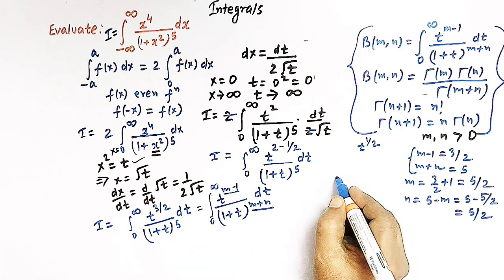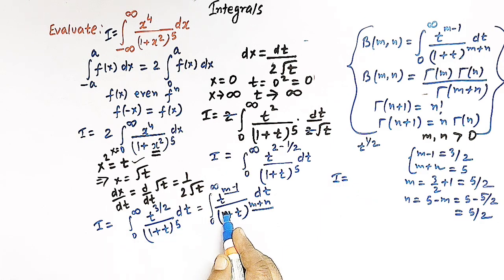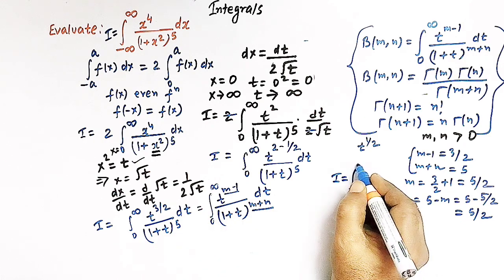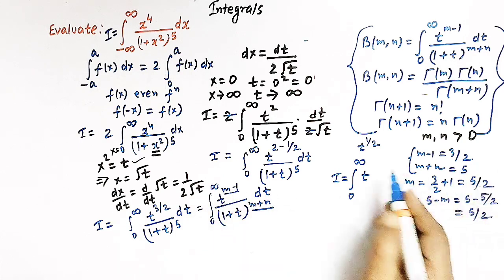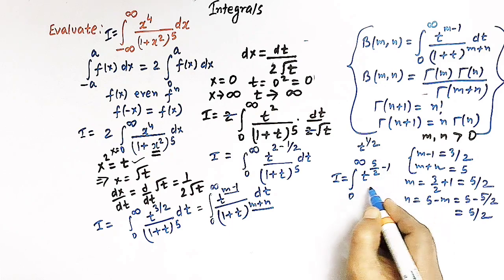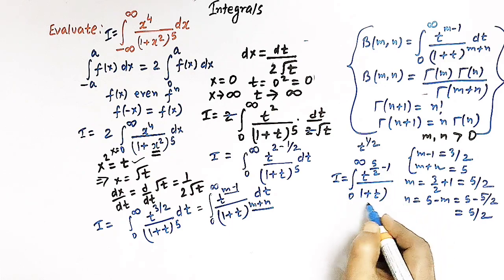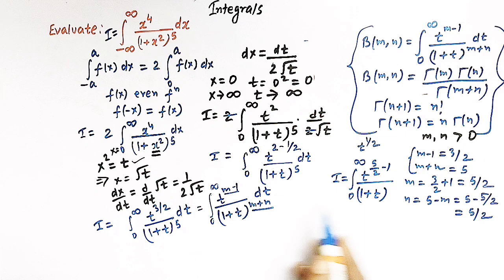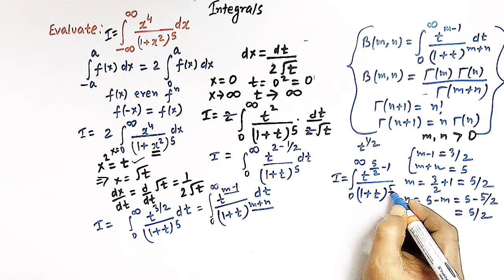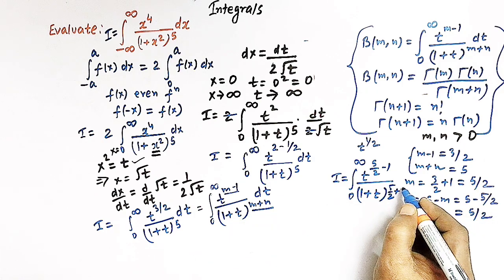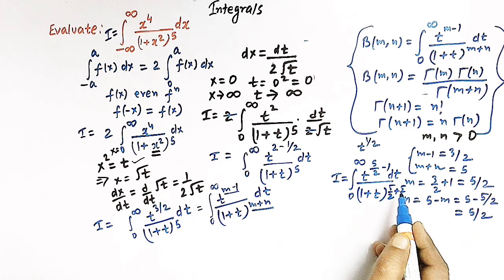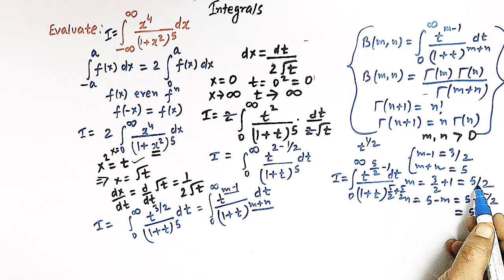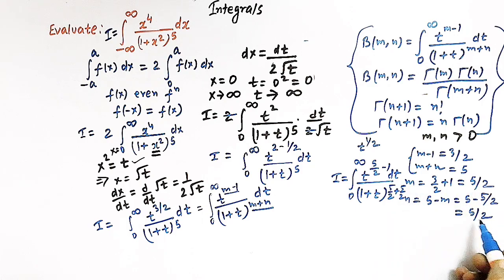So now this integral I can now be written as 0 to infinity, and we have t raised to m minus 1. So m is 5 by 2. So here we can write 5 by 2 minus 1, and 1 plus t raised to m plus n. So m is 5 over 2, and n is also equal to 5 over 2. And here we have dt. So now the value of m is 5 by 2 and n is equal to 5 by 2.